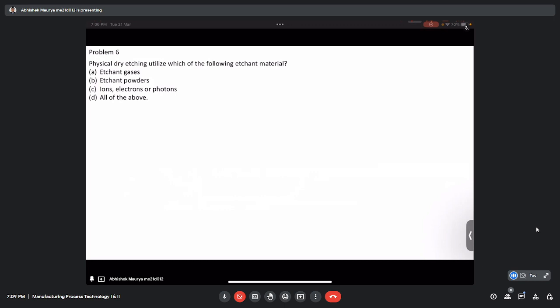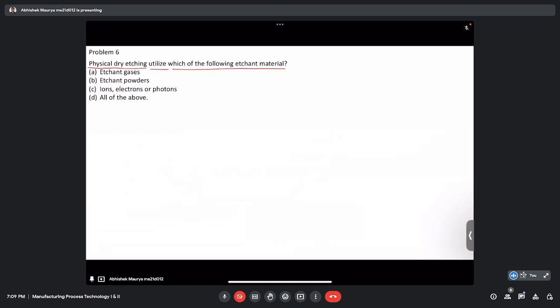Okay, so let me help you out. Explain about agent powder. Let's talk about the problem. Physical dry etching utilizes which of the following agent material? There are many terms here. One is physical, one is dry, one is etching, and here agent.